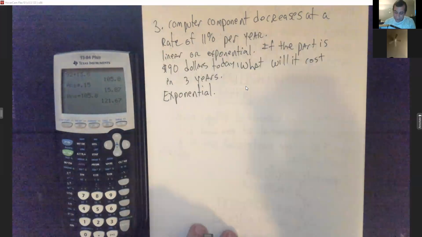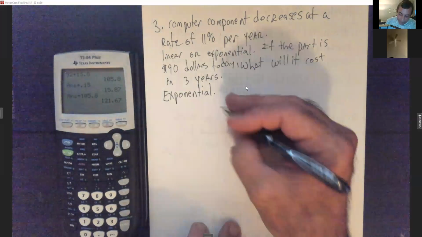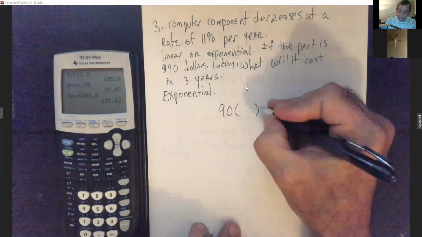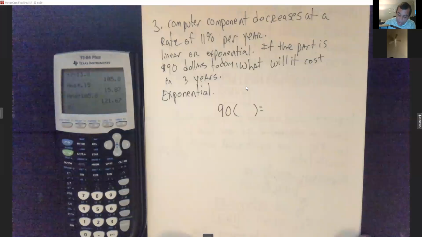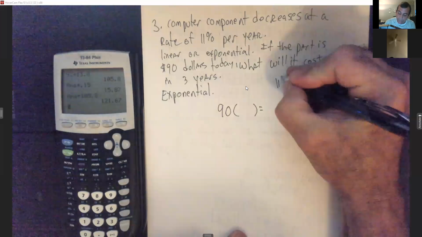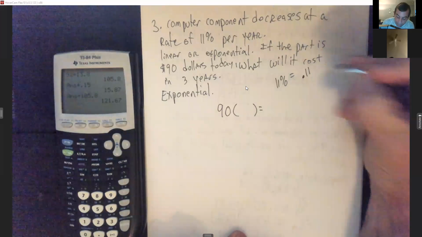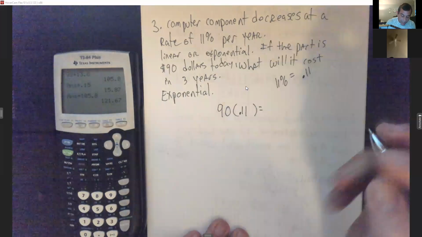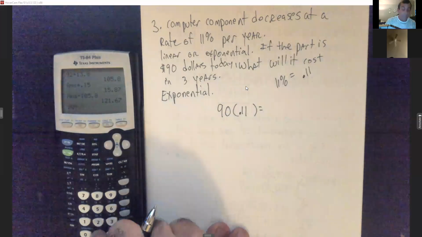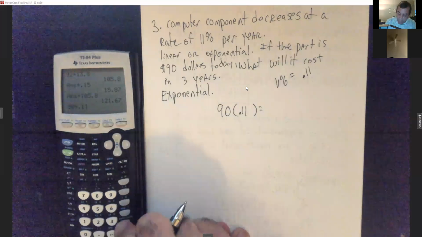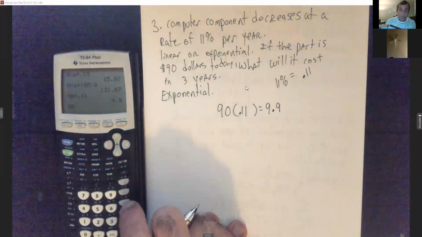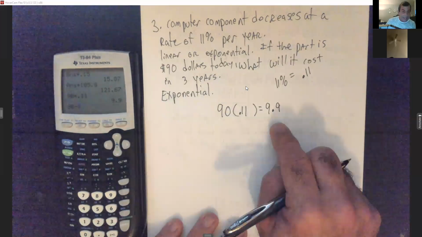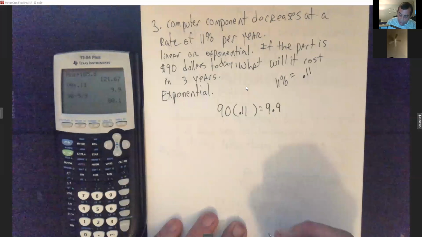All right, so let me see. What are we starting with? $90. So we got to multiply that by that 11% to see how much I'm decreasing. So remember, 11% has to be in decimal form, which is 0.11. All right, so let's start out with the 90 times 0.11. That's going to give me 9.9. But remember, I'm decreasing, so I need to take that 90 I started with and subtract 9.9, which will give me 80.1.